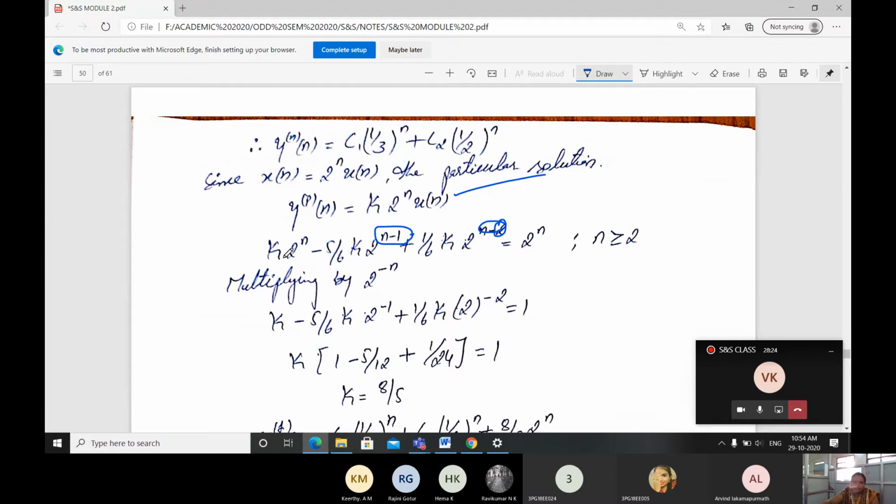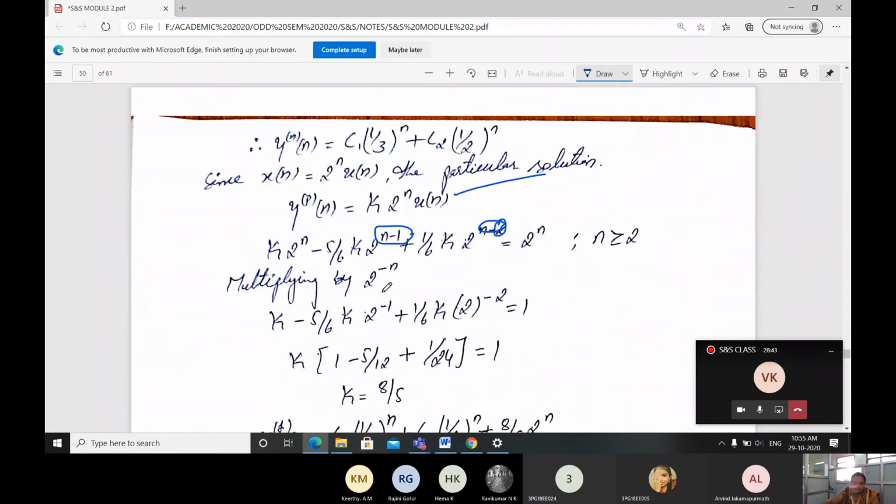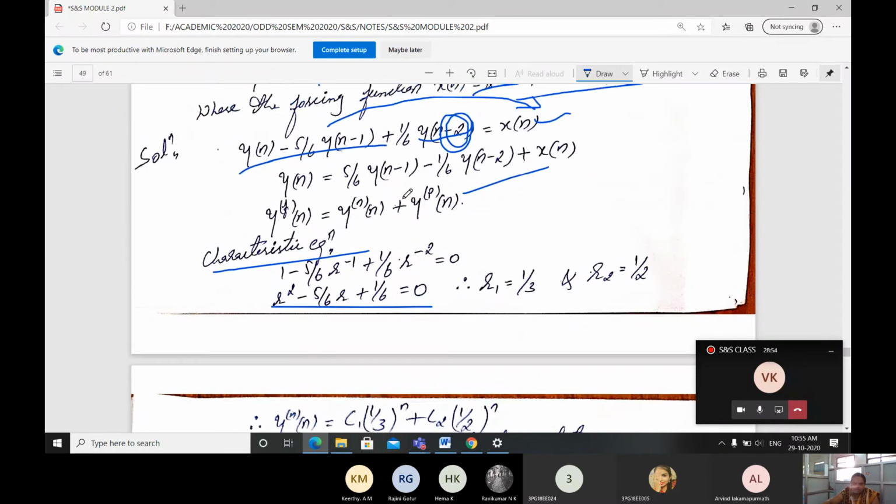Okay, then k into 2 raised to n. Then minus 5 by 6. What is y of n? It is k into 2 raised to n. What is y of n minus 1? It will change to 2 raised to n minus 1, that is minus 5 by 6, k into, k is a constant that you have to keep as it is, k into 2 raised to n minus 1, plus, based on the equation, 1 by 6.